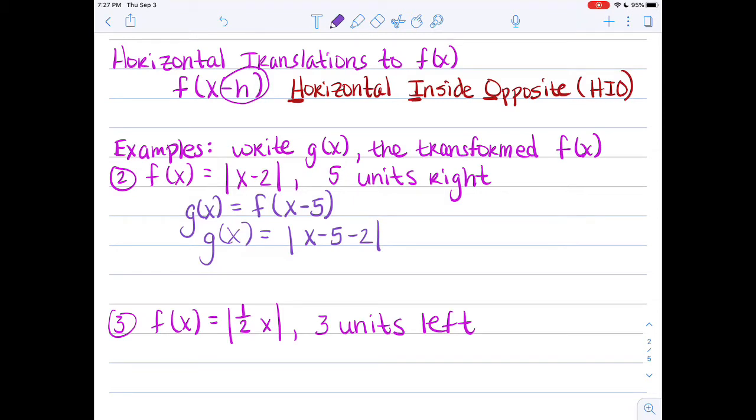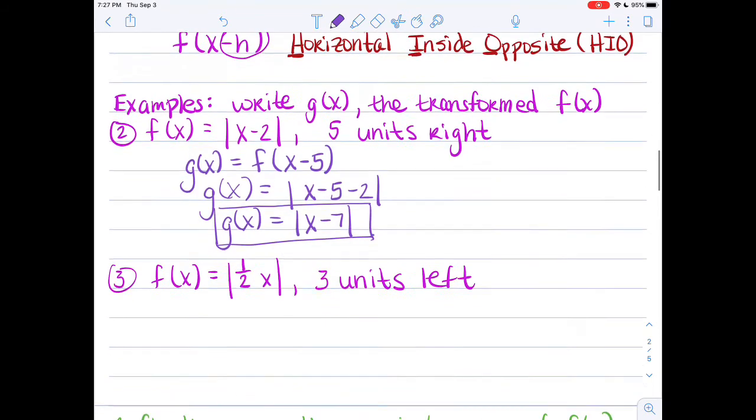So our final function, if we combine those terms, that negative 5 and the negative 2, we end up with a final function of x minus 7, all in absolute value bars. So the absolute value of x minus 7 is our final g of x.